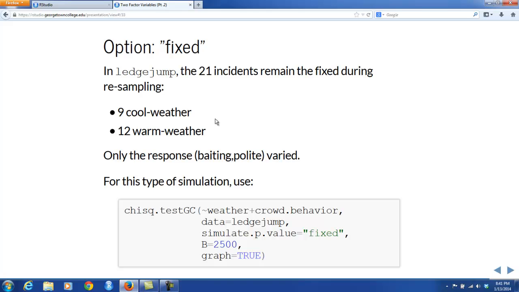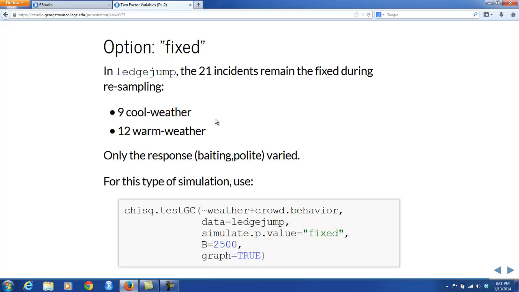In the ledge jump incident, there were 21 incidents total, and we're assuming that when we go back and repeat the study, we're still going to have 9 cool weather incidents to look at and 12 warm weather incidents to look at. That's because these were the only 21 incidents that there were available to study. It's not like they were a sample out of some larger number of incidents. They were the only 21 incidents that occurred in that period of time. So we know that there will be 9 of them in cool weather and 12 of them in warm weather. There's no chance variation about that.